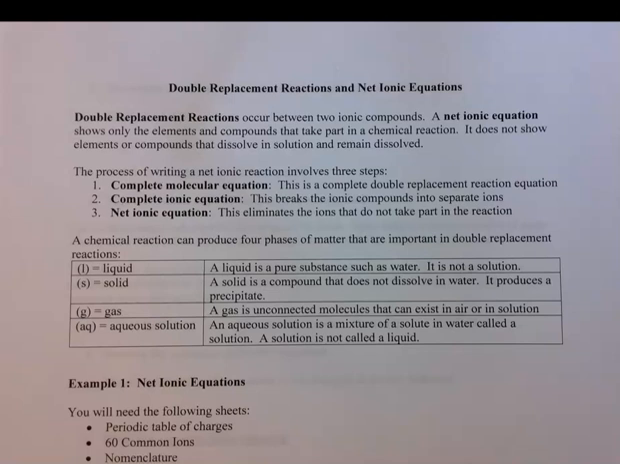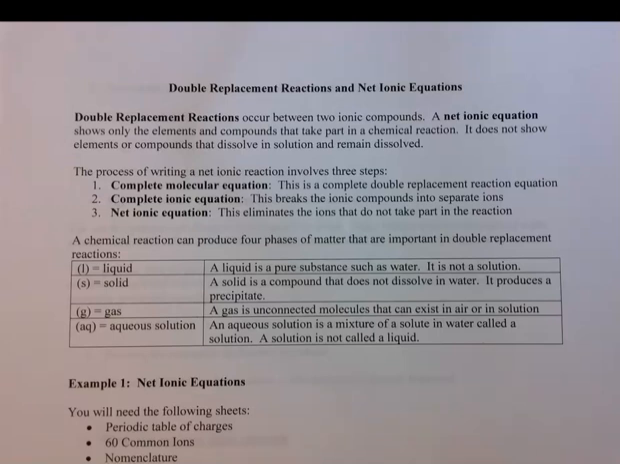So double replacement reactions occur between two ionic compounds. A net ionic equation shows only the elements and compounds that take part in the chemical reaction. It does not show elements or compounds that dissolve in solution and remain dissolved. And this is why oftentimes chemists want to use them, because it gets rid of the things that are not important.